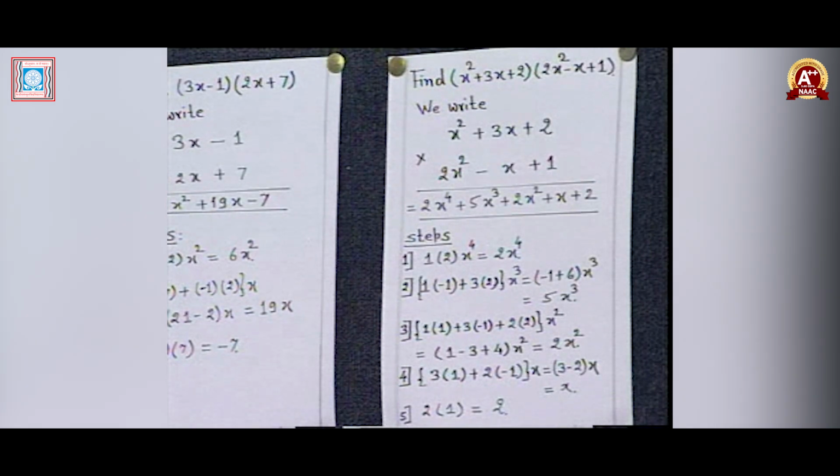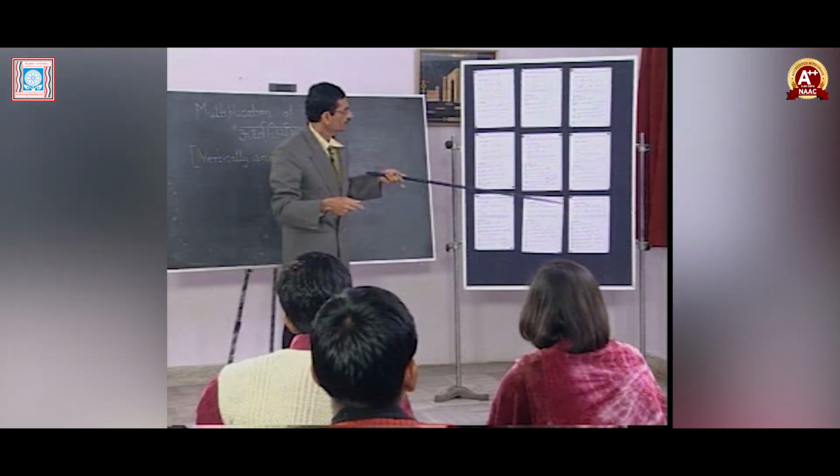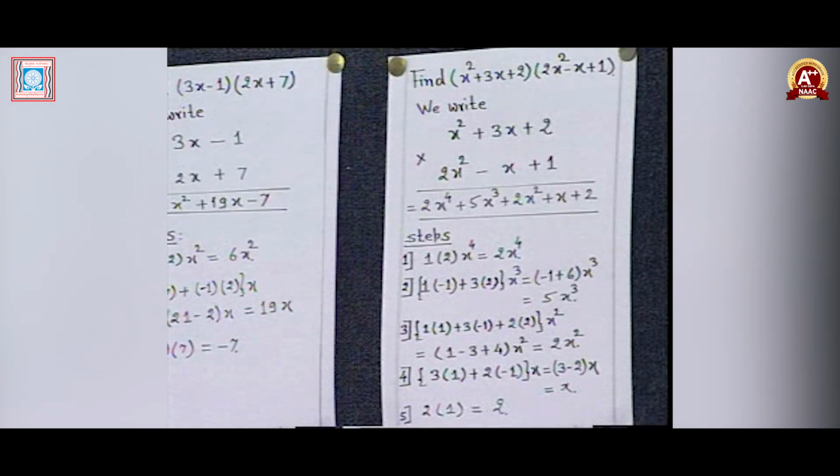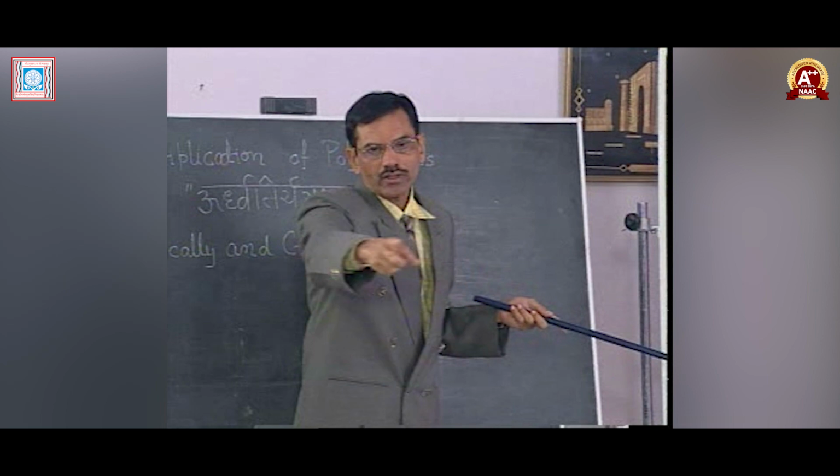So that will be 1 into minus 1, plus 3 into 2, plus 2 into 2. That gives 2x square.